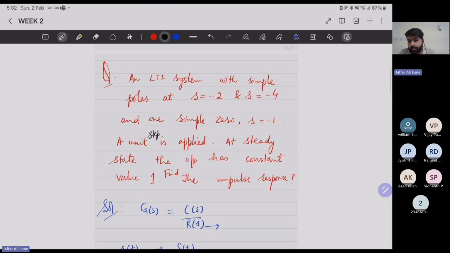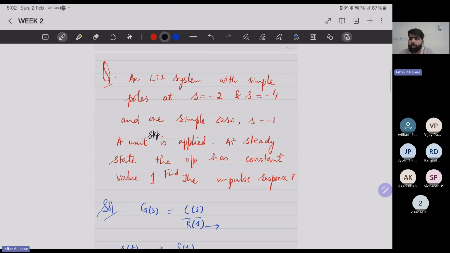Then the question is saying at steady state, the output has a constant value. So steady state means once the transients have died out, we are getting the output as value 1. So it means the final value is given, right? Final value, the steady state, is a time domain property. So the final value is given. We already know the final value theorem. And then we are asked to find the impulse response.